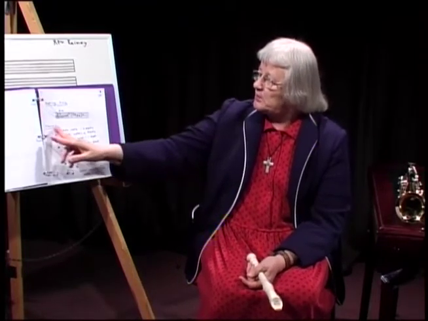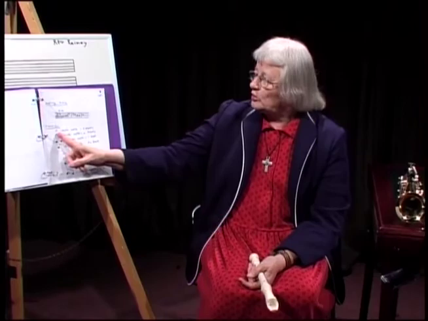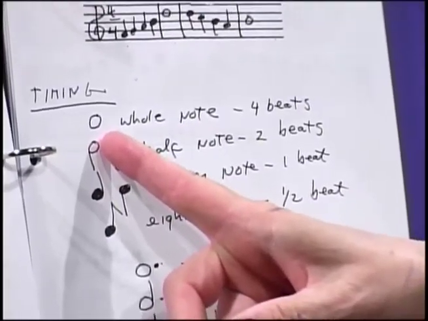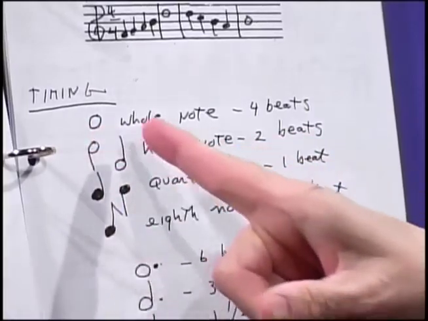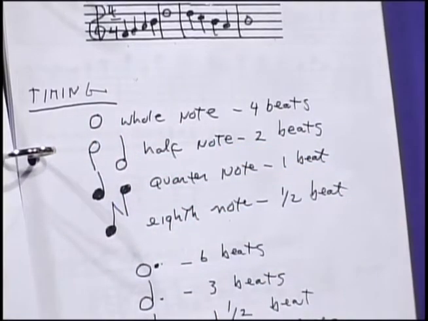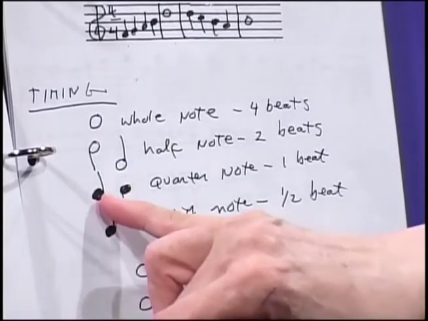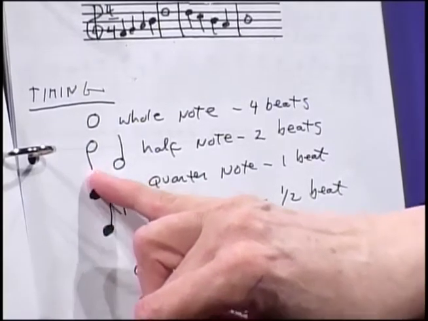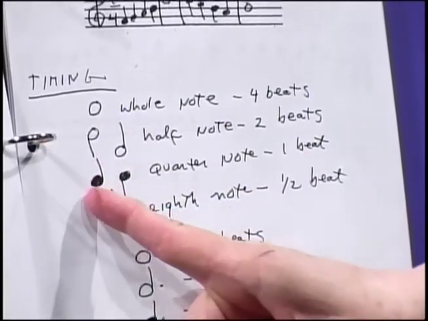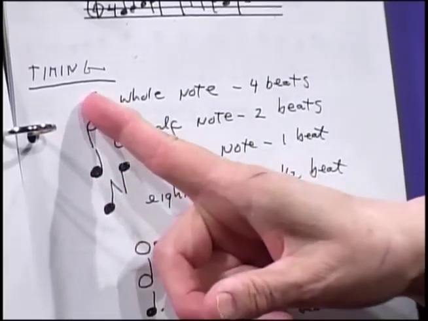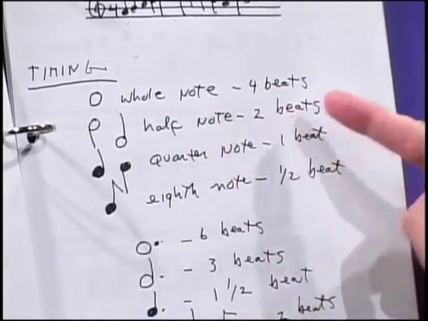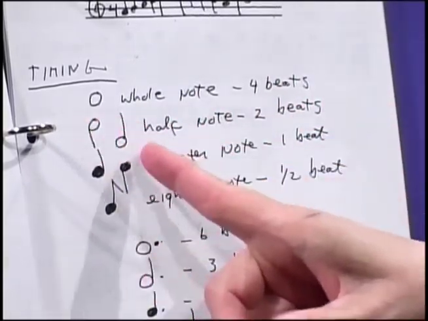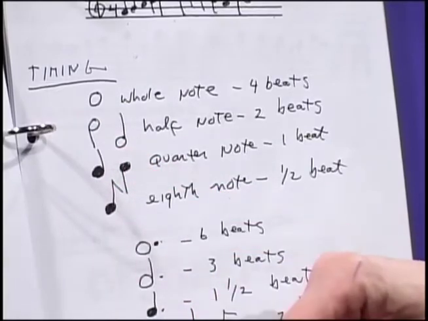Let's look at the timing here. A whole note is usually 4 beats. This is called the note head. The note head is just the circle of the note. It can be white or it can be black. If it's black, it's going to probably have a stem on it like this. That would be a black note head. This is a white note head, 4 beats to a whole note. A half note, 2 beats each. The 2 halves are equal to the whole.